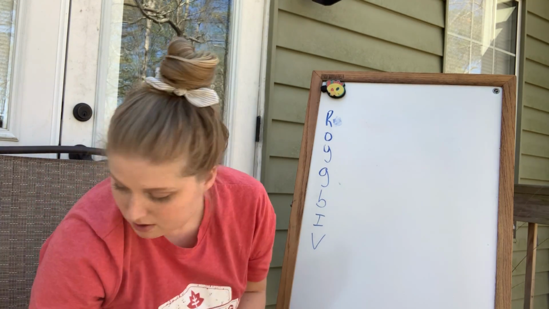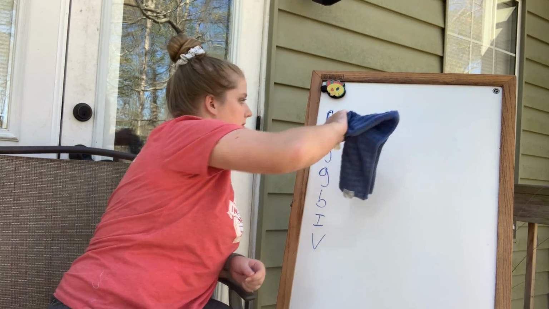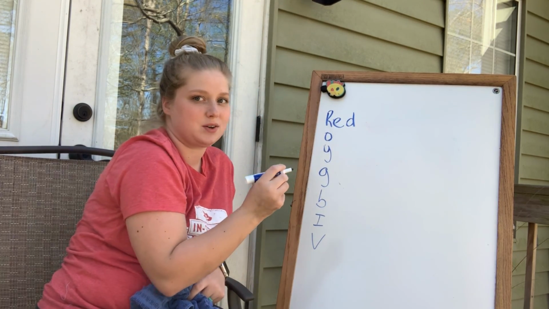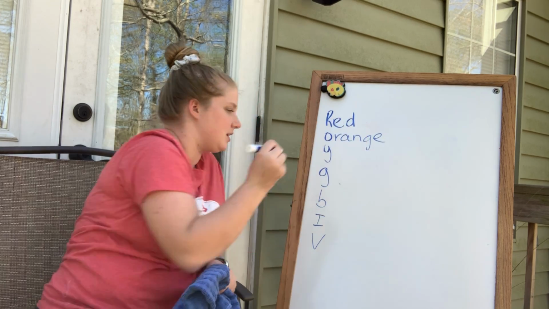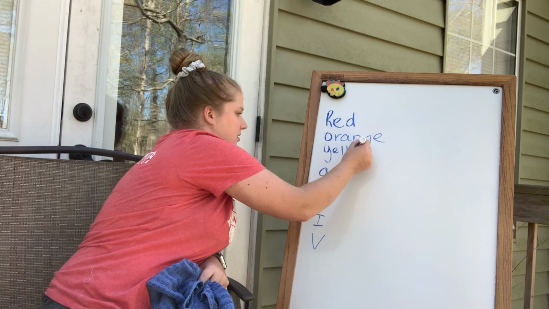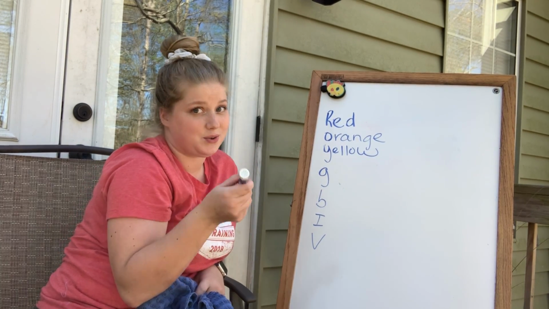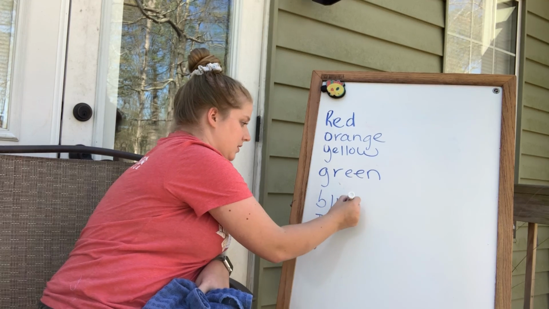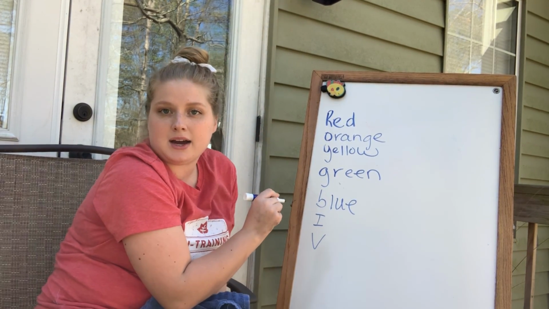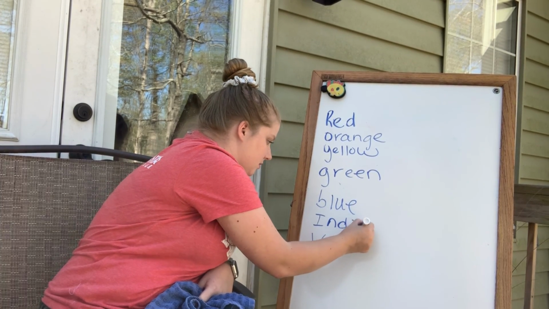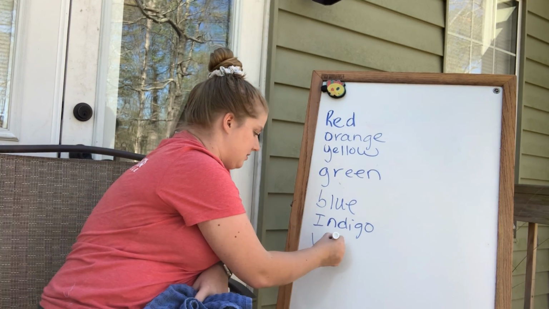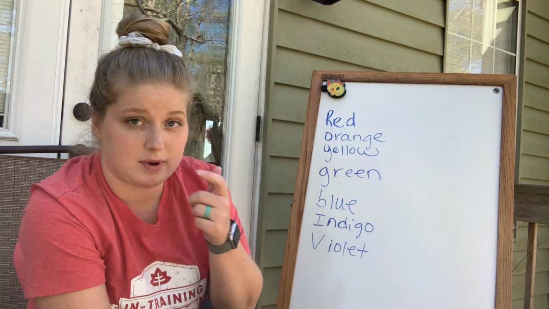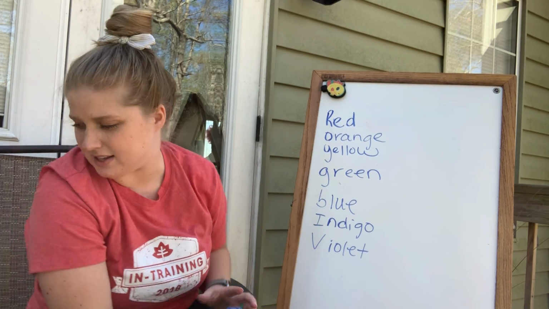All right, Roy G. Biv. What do you think R stands for? Red. O stands for orange. Y stands for yellow. G stands for green. B stands for blue, which is the color I'm writing with, if you could tell. I stands for indigo. And V stands for violet. Roy G. Biv are the colors that we see in a rainbow. Red, orange, yellow, green, blue, indigo, violet.